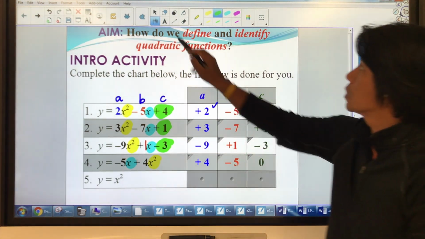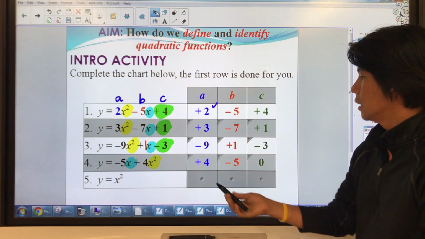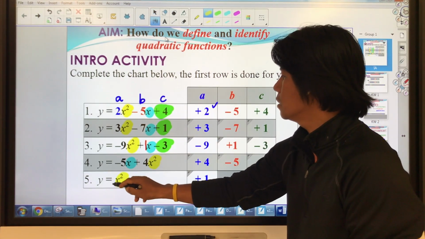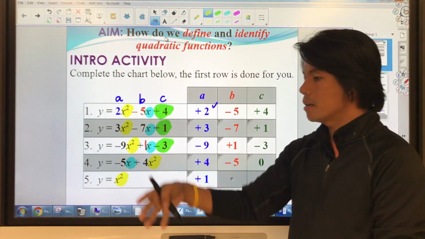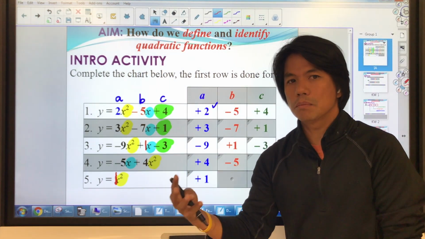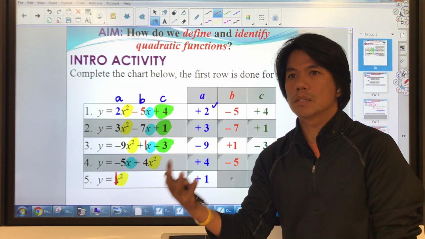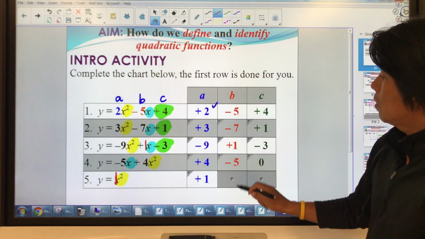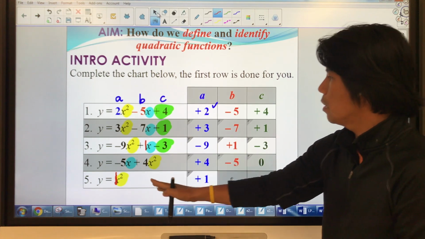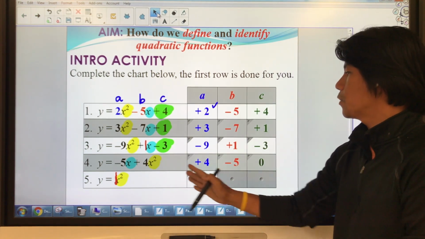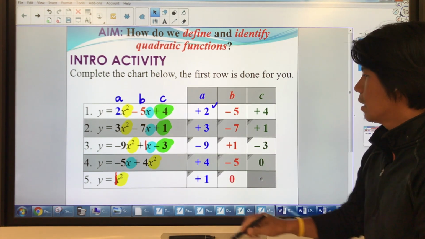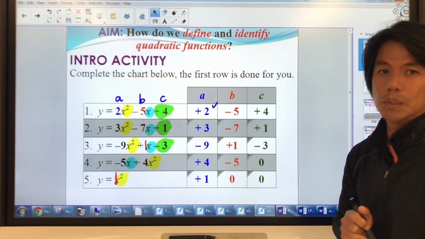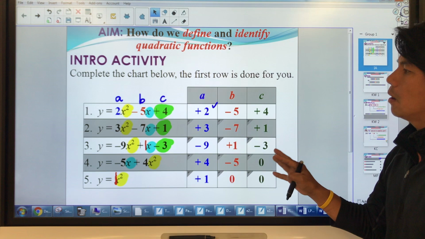How about the last one? Okay, so this is positive 1. As I had mentioned earlier, if you don't see anything in front of a variable, it doesn't mean it's 0, it's positive 1, I should say. Alright, now how about B? There's no x to the first power, so it's 0. How about the C? Is there a constant? No, so it's 0 as well. I hope you got this all correct.